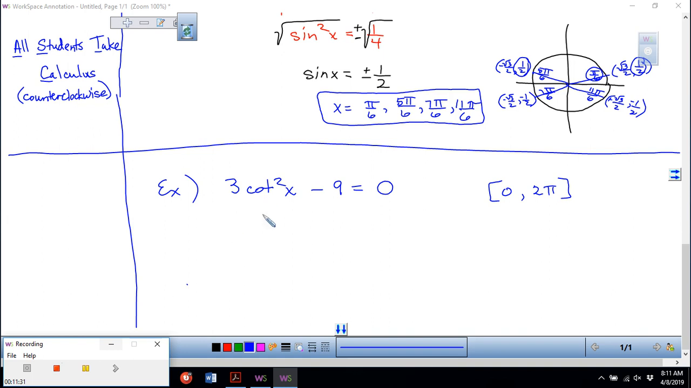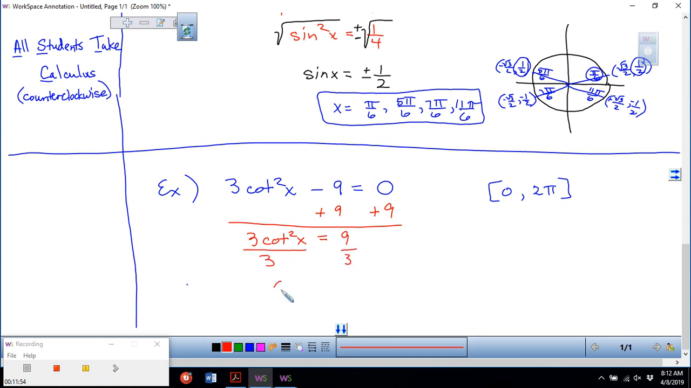Okay, last example. We got 3 cotangent squared x minus 9 is equal to 0, and we want to solve over the interval 0 to 2 pi. So let's go ahead and get started on this. First step, trying to isolate our cotangent squared, so we're going to add 9 to both sides. So we have 3 cotangent squared x is equal to 9. Now we're going to divide both sides by 3, and we get cotangent squared x is equal to 3.